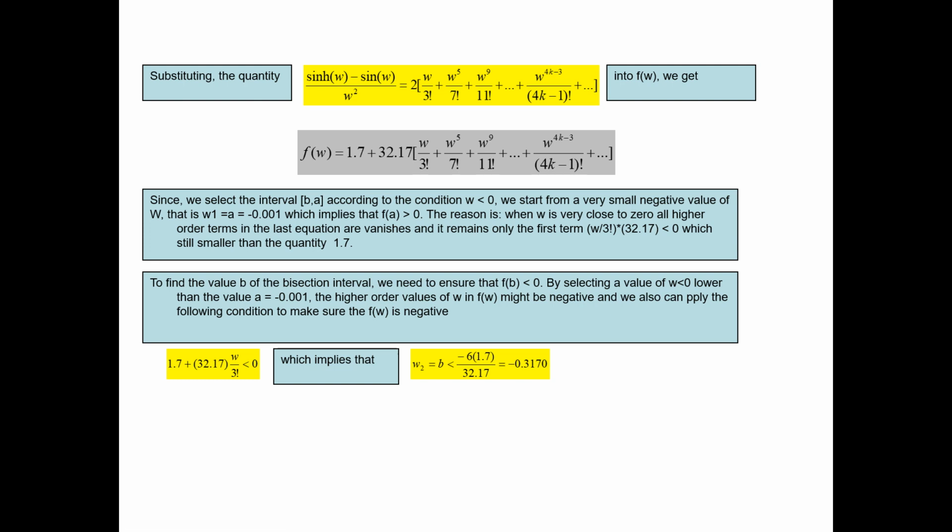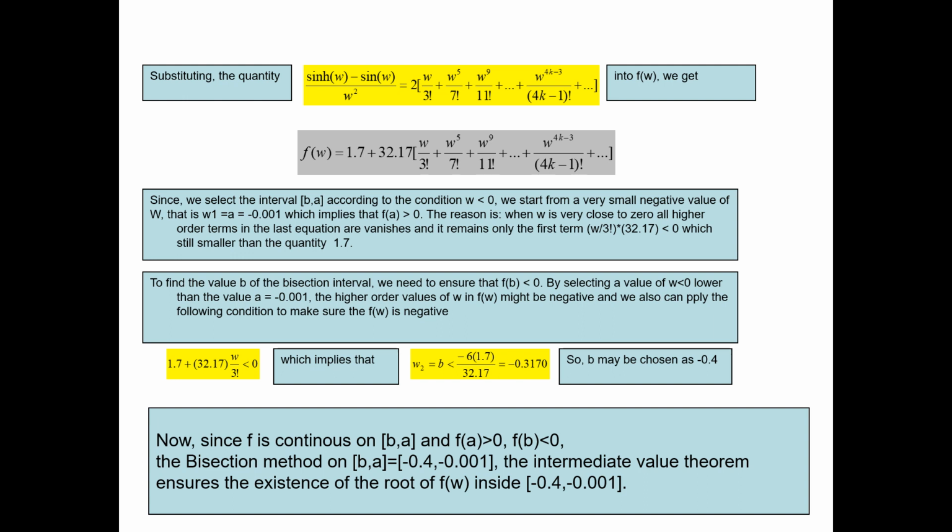So b can be approximately equal to minus 0.3170. We can take any value for b which is lower than this value, minus 0.3170. So we can take, for example, b equal minus 0.4. Now we have the following interval, b and a.